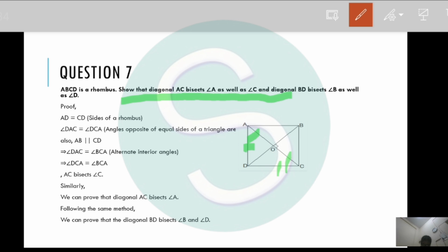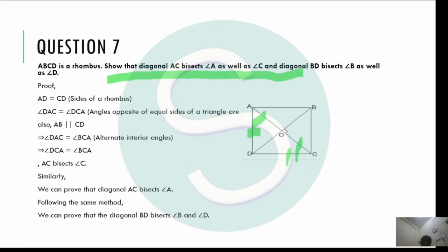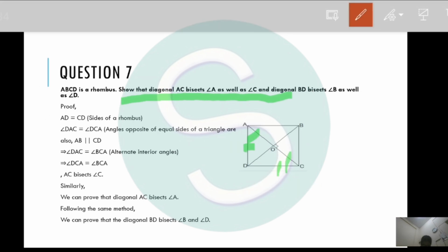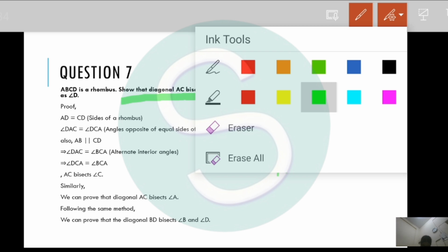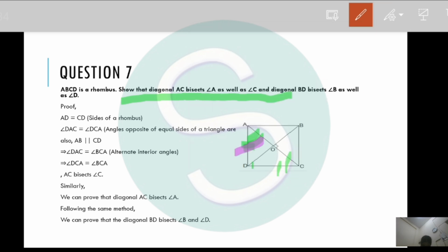Also, since it is a rhombus, so AB is parallel to CD. So this implies alternate interior angles are equal. So that implies that DAC, this angle is equals to BCA. This angle, alternate interior angles are equal, and हमने यहाँ पे लिखा है that DAC equals to DCA and DAC equals to BCA. From these two equations, we get DCA equals to BCA, which implies AC bisects angle C.